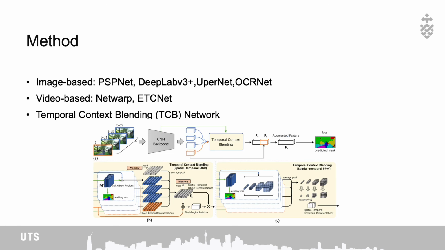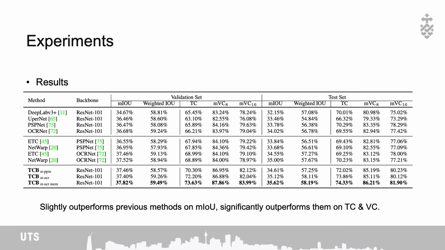We evaluate some image-based and video-based semantic segmentation methods on VSPW, for example, PSPNet, ACNet, NetWarp, and so on. Besides, we propose a simple temporal context blending network to leverage context information from the temporal domain. It is based on PSPNet or OCRNet. First, we use PSP or OCR to extract context information at 1 frame, and we blend the temporal information on the temporal domain. The results show that TCB can slightly improve mIoU and significantly improve the temporal stability.